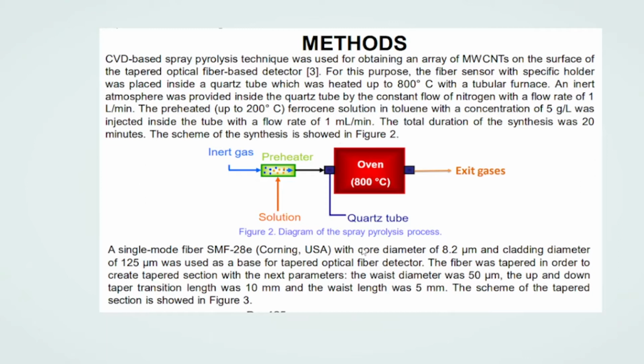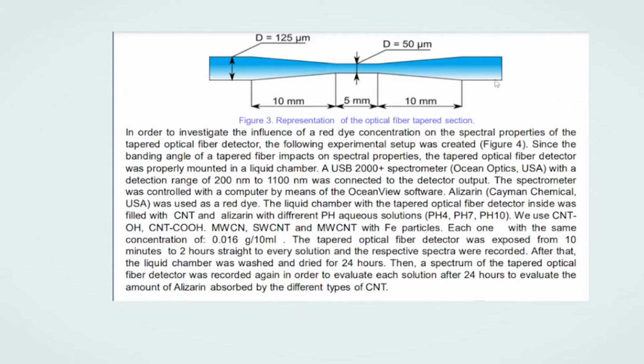We had a single mode fiber with a core diameter of 8.2 micrometers and a cladding diameter of 125 micrometers that was used as a base for the tapered optical fiber detector. Here we have a representation of the tapered section of the optical fiber with these diameters and lengths. In order to investigate the influence of alizarin red dye concentration on the spectral properties of the tapered optical fiber detector, we made an experiment, since the bending angle of a tapered fiber impacts its spectral properties.